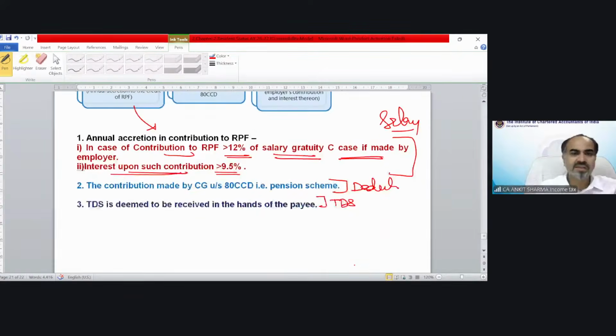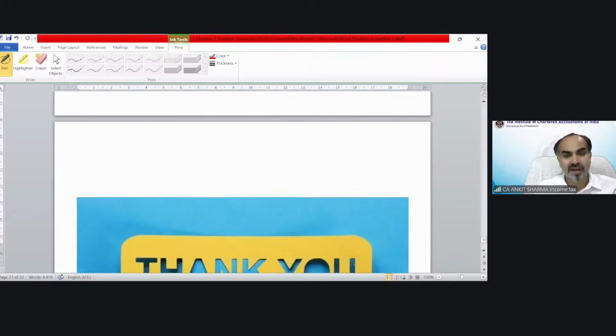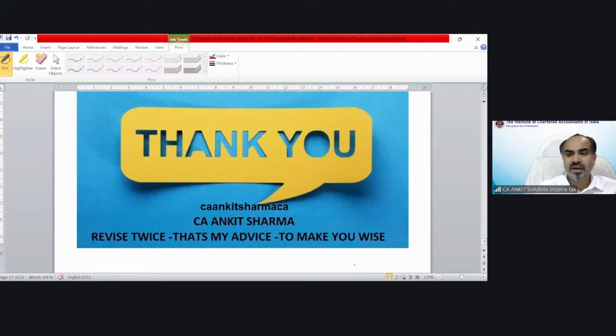So these three cases are income deemed to be received in India, and these are going to be discussed in respective topics. As I always say, please revise twice. That's my advice to make you wise.